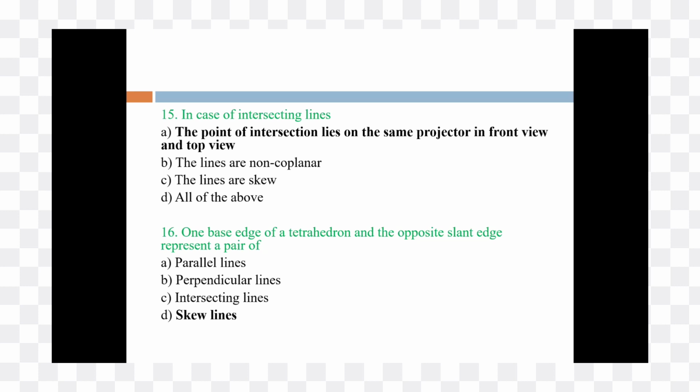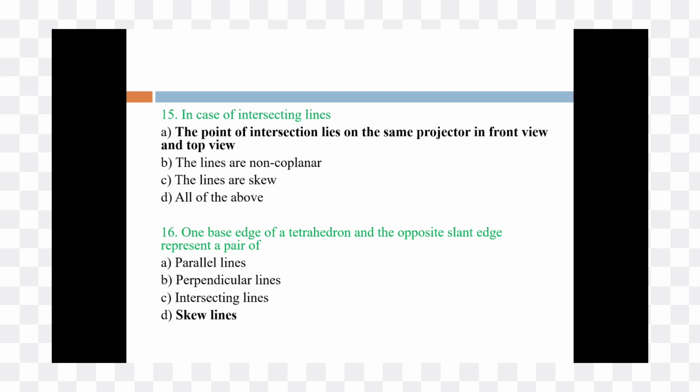Opposite to this, when we are calling it skew lines, in case of the skew lines, whatever this point of intersection is, it never lies on the same projector. Okay, so that's why we must remember, in case of intersecting lines, whatever the point of intersection is, it always comes on the same projector, that is front and top.